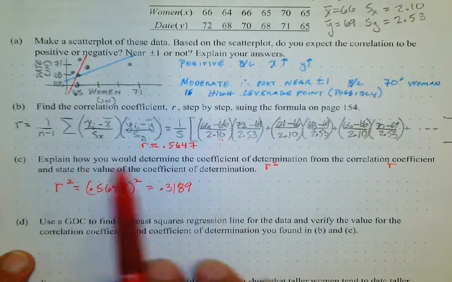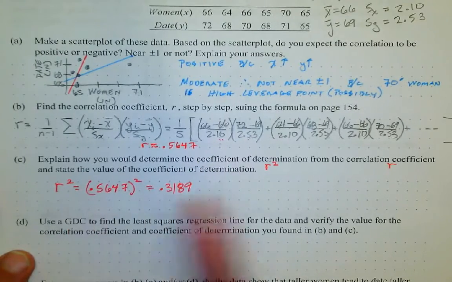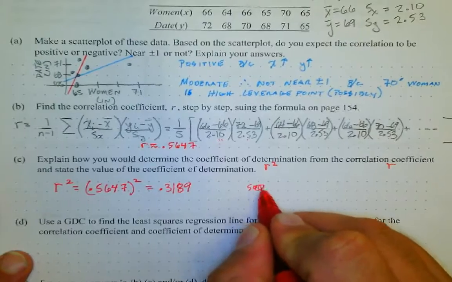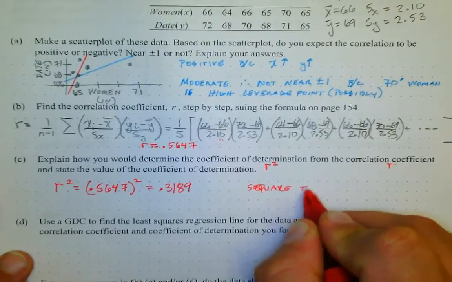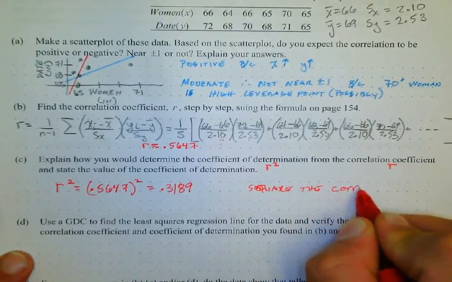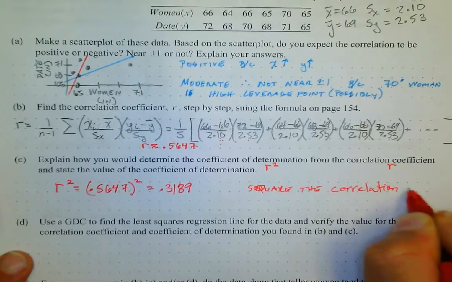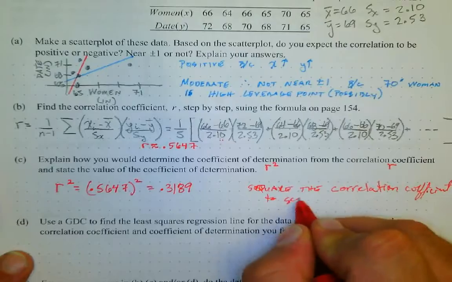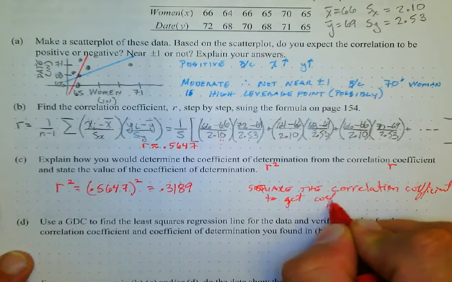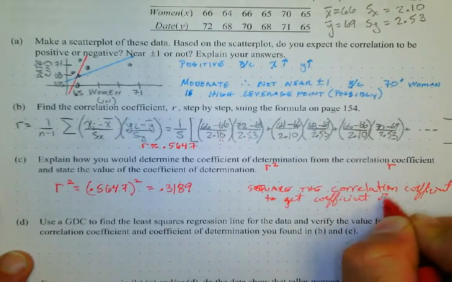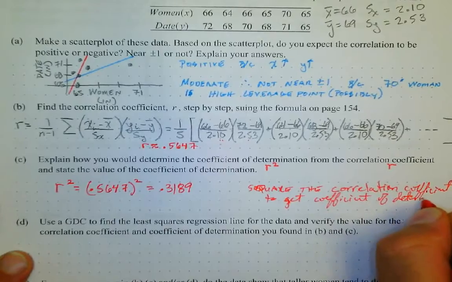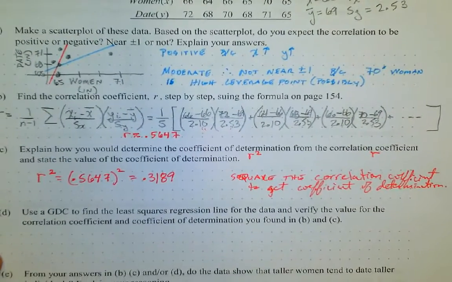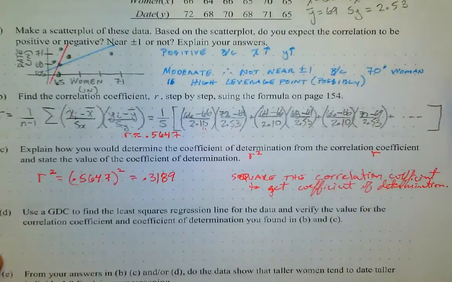So how do I determine it? I square the correlation coefficient to get the coefficient of determination. Okay, going to square that correlation coefficient to get the coefficient of determination.